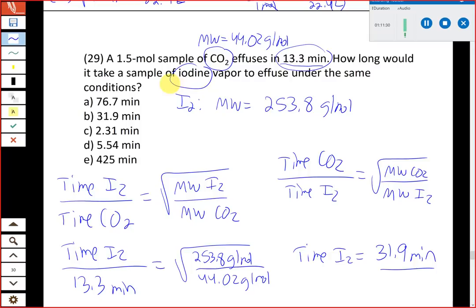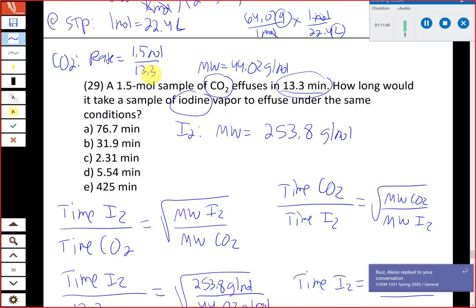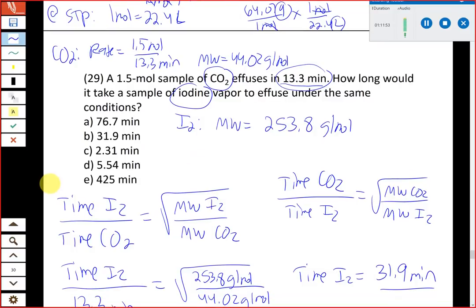Now, if you really wanted to, it would be more work. We could say that for CO2, the rate is 1.5 moles over 13.3 minutes, and we could have used the equation for rate instead of time, but I think it's easier to just start with time directly and not have to calculate a rate and then work backwards and get time again. It's just a lot of extra steps. So you don't need to know how many moles are effusing or diffusing. That is completely extra information in this problem.